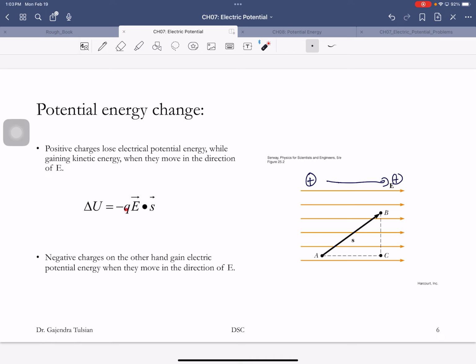If Q is negative, if the negative charge moves this way, what happens? So this guy is losing potential energy, this guy is gaining potential energy. So this is like dropping a ball in the gravitational field, this is like throwing a ball up in the air. Negative charges, on the other hand, gain electric potential energy when they move in the direction of the electric field.